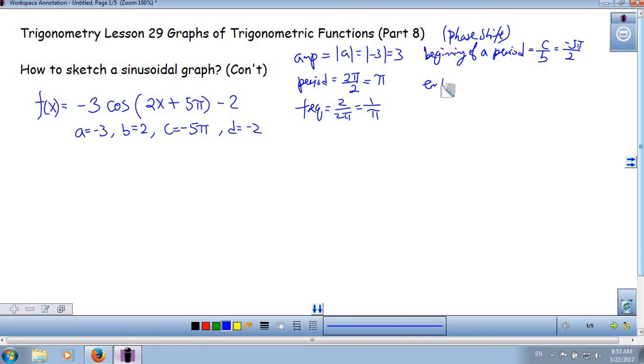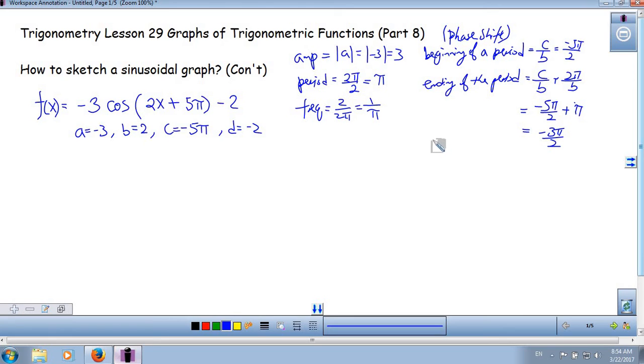And the ending of the first period that we're going to graph is going to be C over B plus 2 pi over B. So that will be negative 5 pi over 2 plus pi. Let's add this up. Now pi is the same as 2 pi over 2. So it's negative 5 pi over 2 plus 2 pi over 2, so it will be negative 3 pi over 2. That means we're going to start with negative 5 pi over 2 and complete at negative 3 pi over 2. Now we are ready to go.